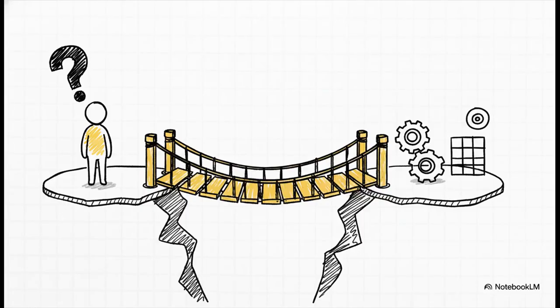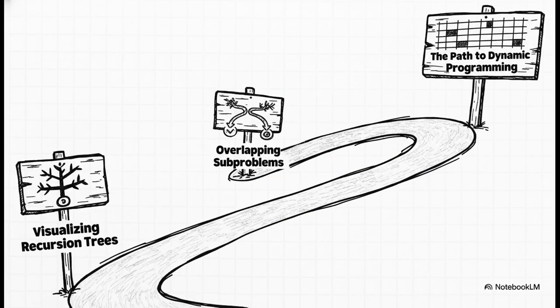That's why we're spending so much time on this one idea. This understanding isn't the final destination. It's the bridge that gets you from where you are now to all of the really powerful advanced topics in computer science. And speaking of where we're headed next, we're going to take this abstract idea and make it completely visual. We're going to draw out recursion trees, analyze them, and see how to spot wasted work and overlapping subproblems. And that, right there, is the doorway into the world of dynamic programming.